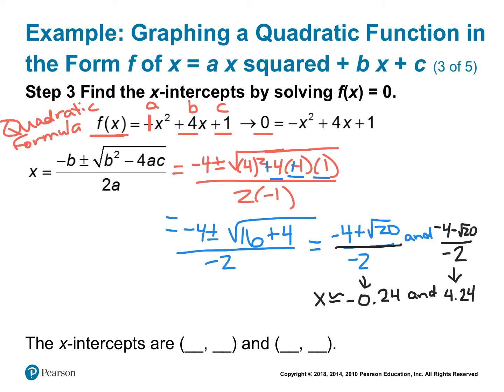So those are my x's. One option is -0.24. The other one is 4.24.